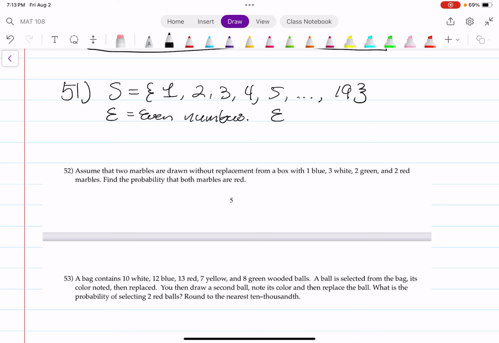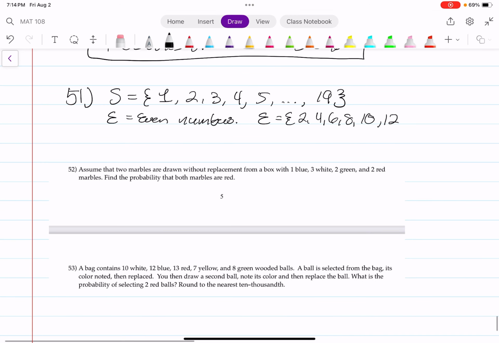So our event E is the set of all even numbers between 1 and 19 inclusively. So that's 2, 4, 6, 8, 10, 12, I'll list them all out, 14, 16, and 18.